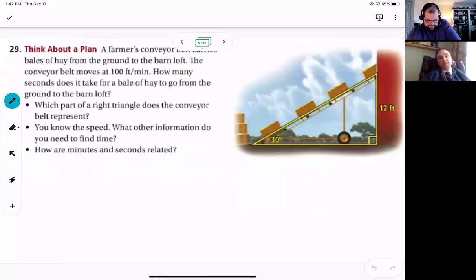Now I had to put this in because obviously I'm from Wisconsin, and this has to do with hay bales. So a farmer's conveyor belt carries bales of hay from the ground to the barn loft. If you've ever driven past a field, around here they often look like marshmallows because they wrap them in plastic, but they can also be rectangular prisms. The conveyor belt moves at 100 feet per minute. How many seconds does it take for a bale of hay to go from the ground to the barn loft?